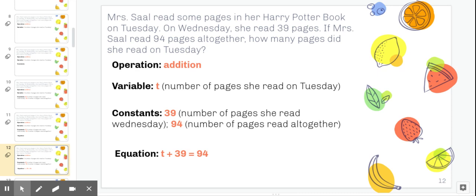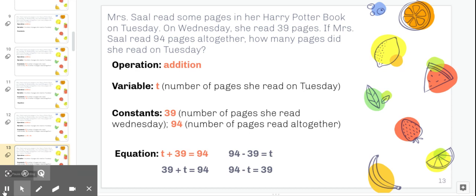However, this is not the only correct answer. This is the best answer, the best equation to represent what's going on in this problem. But as you've learned in the past, there are such things called fact families. And fact families mean that you can write 3 other equations that go along with this. And that is 39 plus t equals 94. And then you can take 94 and 39 and subtract them and get t. And you can take 94 minus t equals 39. In any of those equations, you will find that t has the same value. And that value is 55.